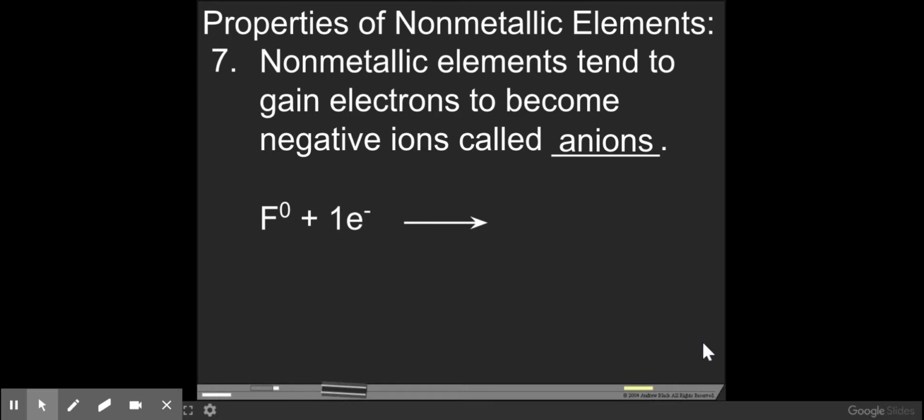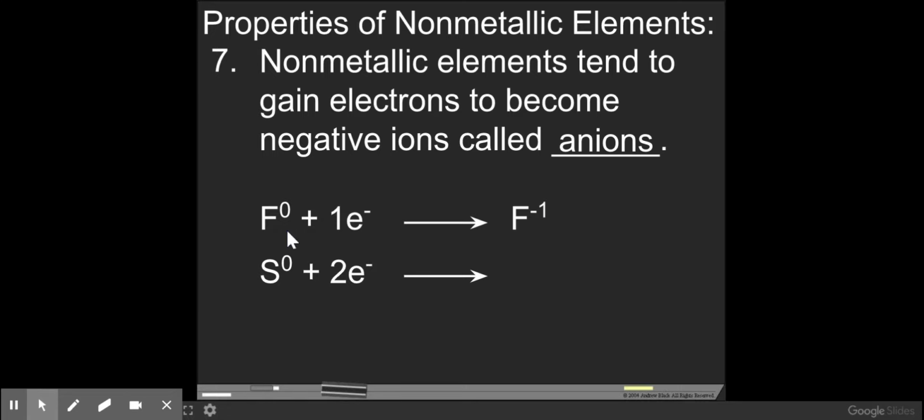Here are some examples. So fluorine goes from neutral. Again, all elements, as on the periodic table, start off as neutral. So when it gains an electron, it's going to have a -1 charge because it goes from neutral, having the same number of electrons and protons, to having one more negative electron. So now it's a negative charge.